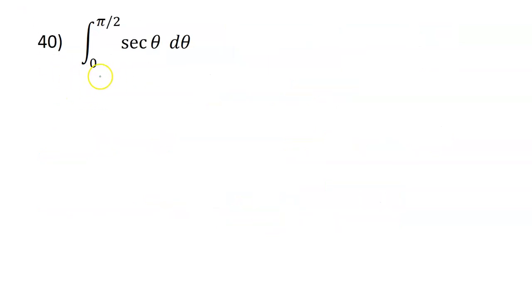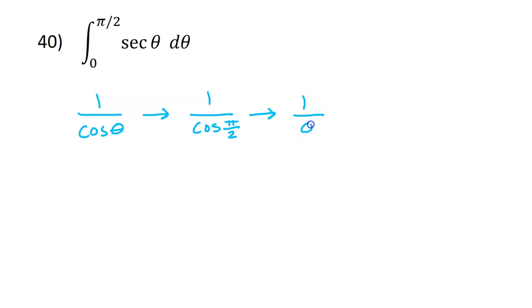Why is number 40 an improper integral? Remember that secant is the reciprocal of cosine. And cosine of pi over 2 is 0. That means we have a vertical asymptote at pi over 2, which is one of our limits of integration. That's why this is improper.